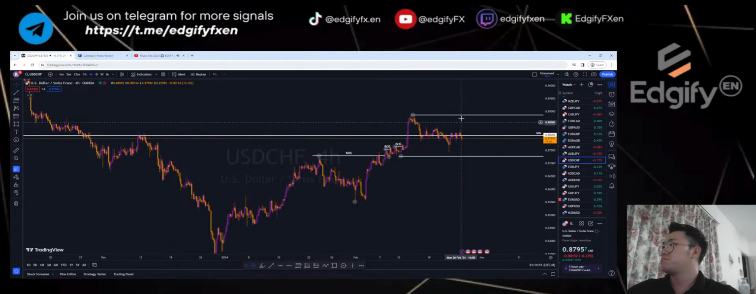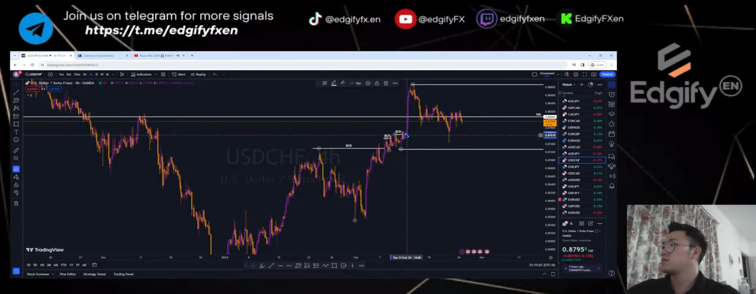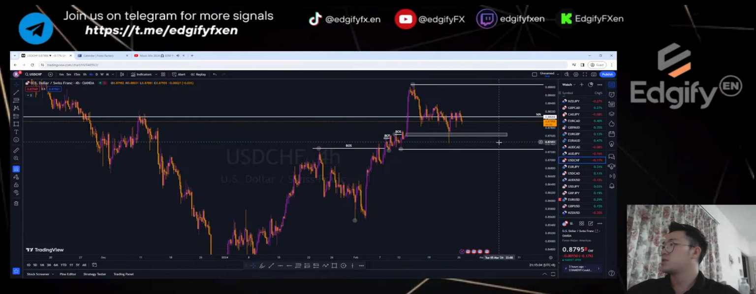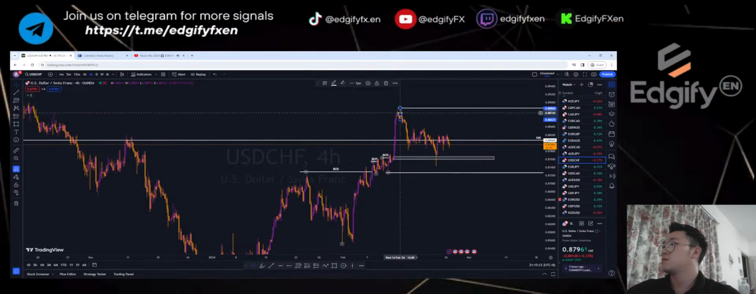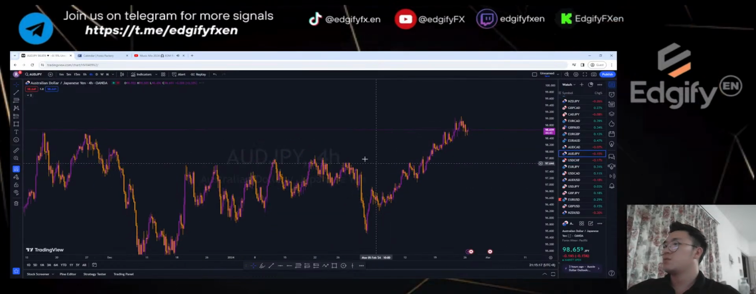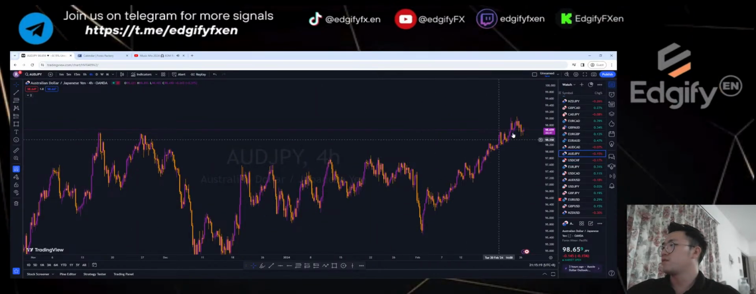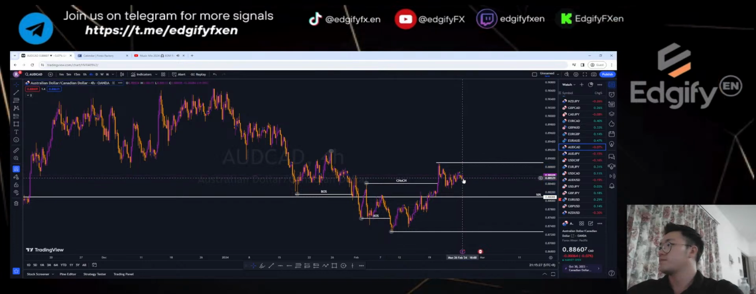Okay, USD CHF. Basically we're in this range here. So what I'm looking for is to actually buy, but the price has stepped in once, so we'll wait and see for a second opportunity, maybe for a sell at this level. Alright, AUD JPY I will not be looking at because I don't have a structure here, even though we see price rallying. Right, AUD CAD.